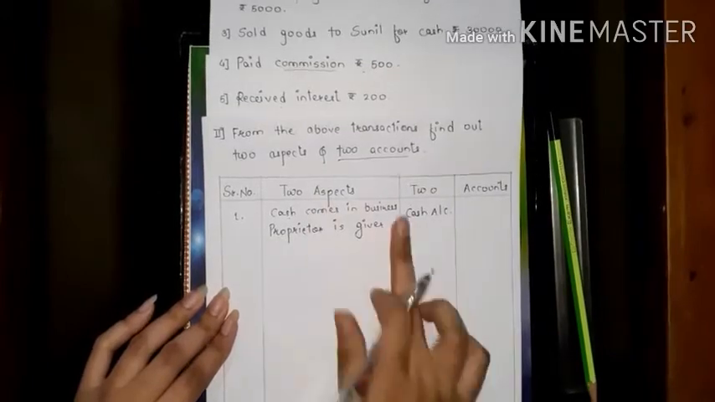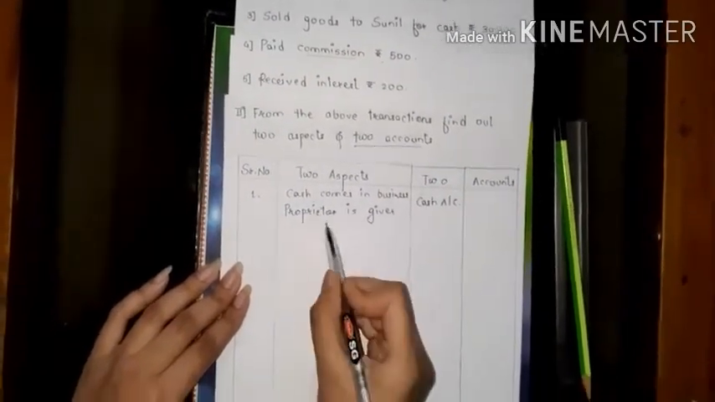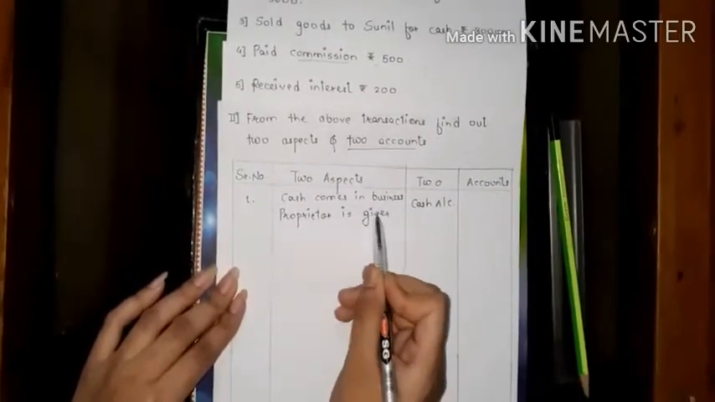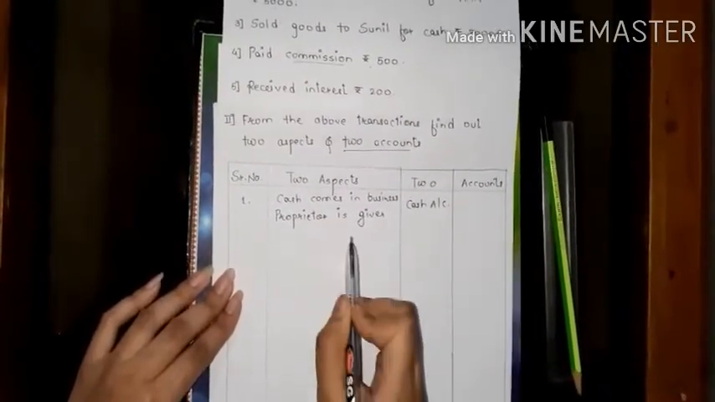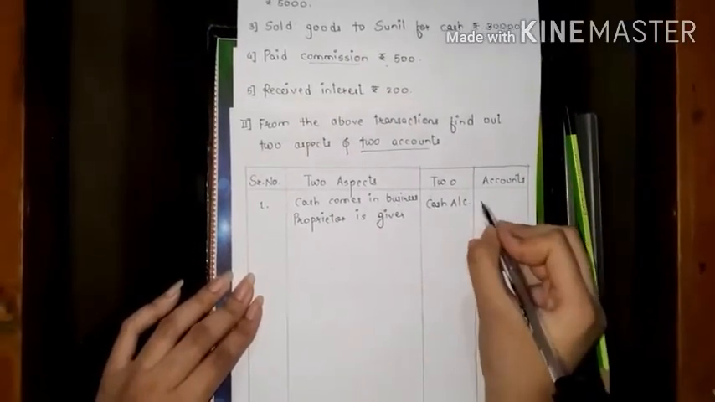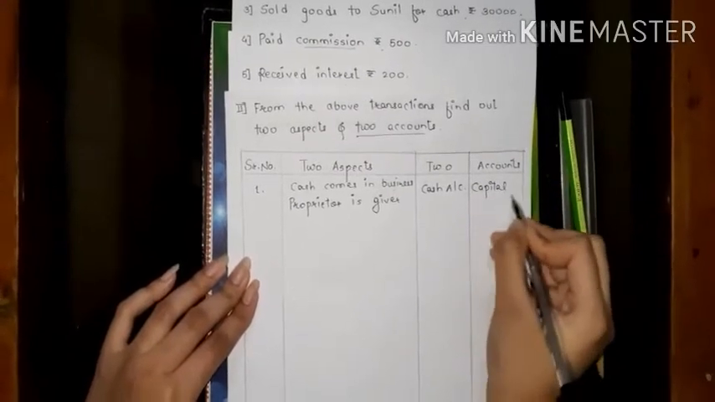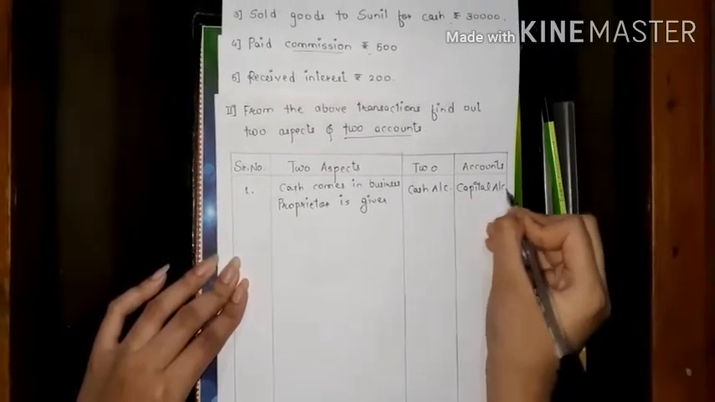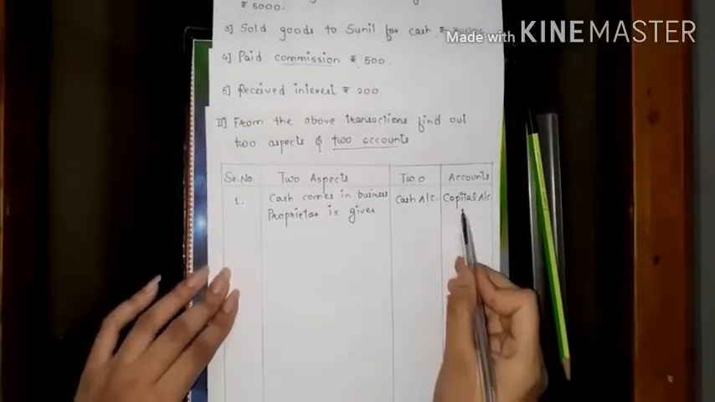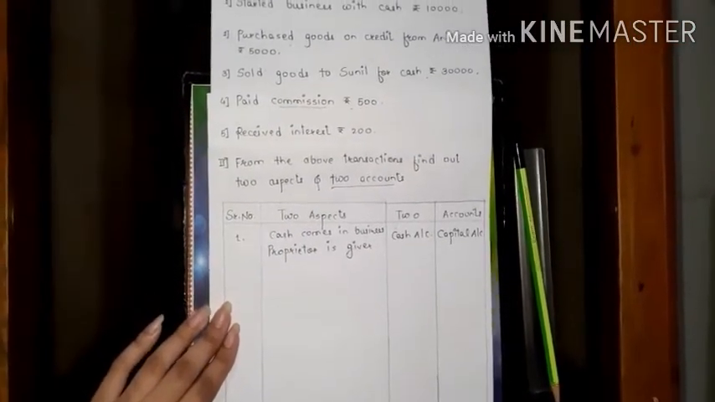One account is cash account. A proprietor is giver. Proprietor is giver of the cash to the business to start the business. Now in which form he will start, it is called as capital account. He has invested money in the form of capital to start the business. So second account is capital account. I hope you understood this.